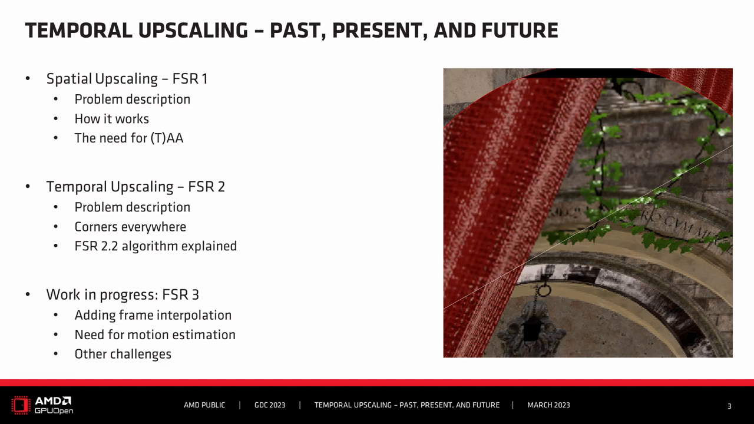This will then directly lead us to our temporal upscaling solution, FSR 2. Again, I'll talk about the problem space we're facing, which corner cases we detected during development, and go through the algorithm step by step and explain for every pass which problems it solves, how it works together with the other passes, and basically how FSR 2.2 works in detail.